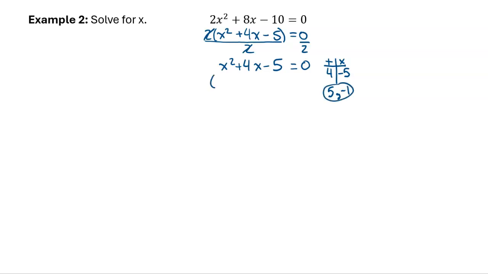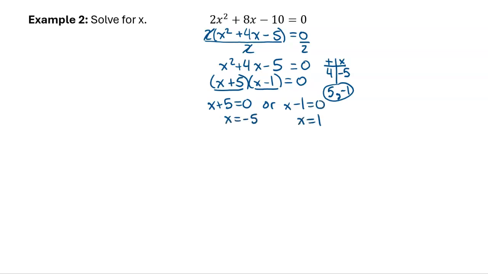And so we can write this out as x plus 5 times x minus 1 equals 0. Then that means that either this is equal to 0 or this is equal to 0. One factor or the other has to be equal to 0. We have two factors, one in brackets, the other in the other set of brackets. And so x plus 5 equals 0, or x minus 1 equals 0, and we get x equals negative 5 or x equals positive 1.